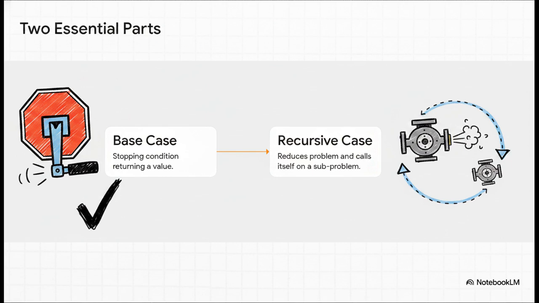First up, Step 1, the base case. This is your stopping condition, the exact moment the function finally returns a value without making another recursive call. Think of it as your emergency brake. Then, you've got Step 2, the recursive case. This is where the function actively reduces the problem and calls itself on a similar but smaller subproblem. It's the engine actively shrinking the task down, constantly driving you toward that base case.